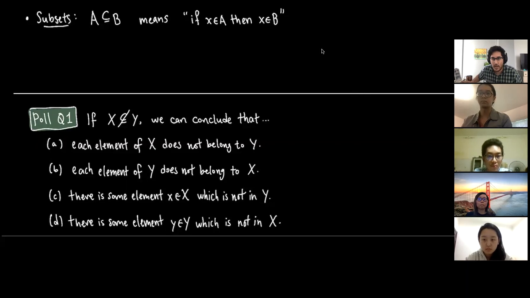So if X is not a subset of Y, which of the following statements can we conclude? So there's a poll. I hope you all saw the pop-up. Take some time to think about it. You don't have to answer immediately. I'll give you like 2 minutes to work on it, and I'll try to look at the chat in that time. If X is not a subset of Y, what can you conclude about these two sets? You can pick more than one answer if you want.